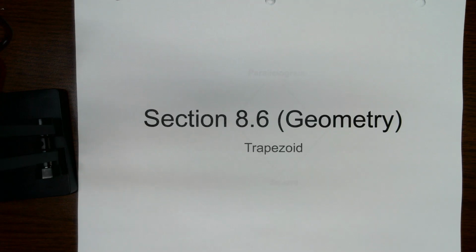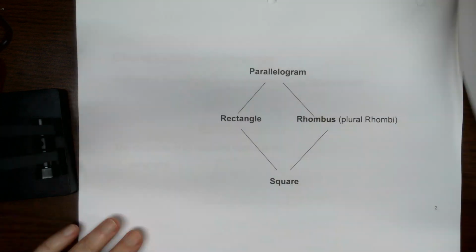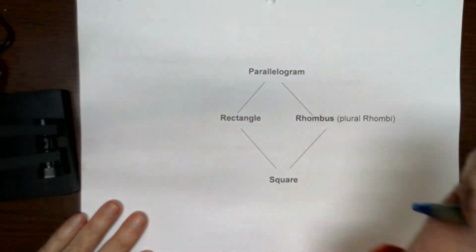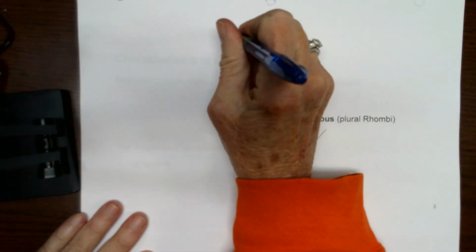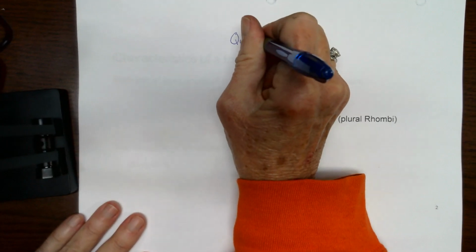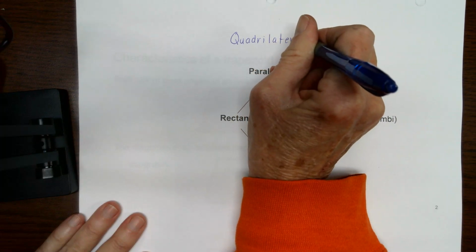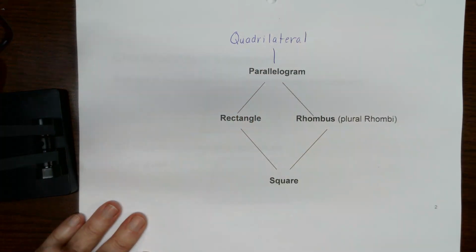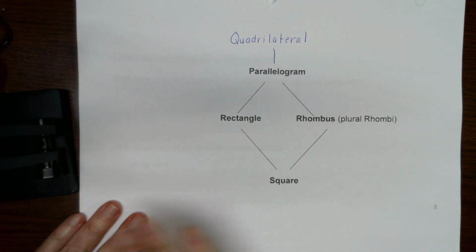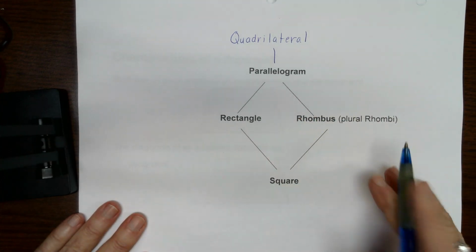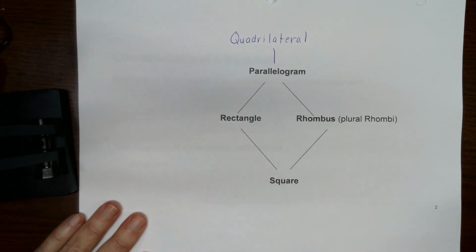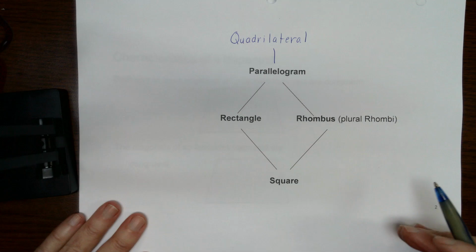The last shape that we're going to talk about that's a quadrilateral is a trapezoid. Okay, so remember at the very top here we have a quadrilateral. One type of quadrilateral is a parallelogram. Now a parallelogram, remember we've talked about opposite sides are both congruent and parallel, opposite angles are congruent, consecutive angles are supplementary, diagonals bisect each other.